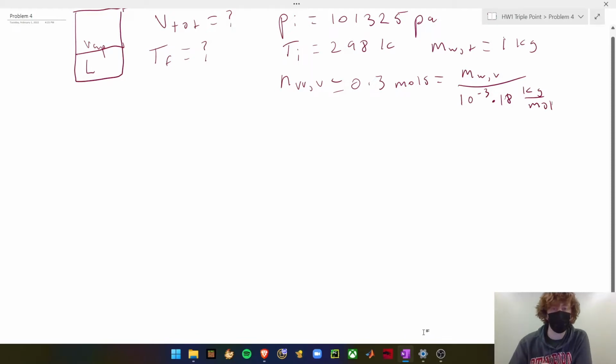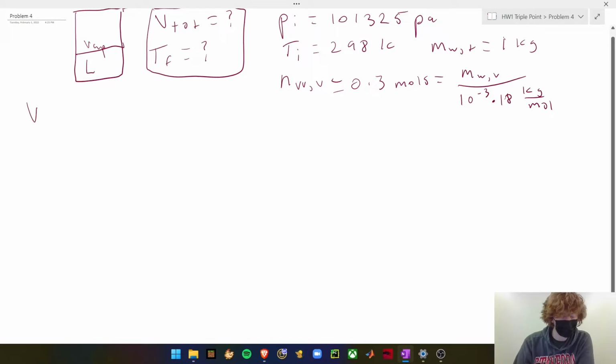So from here we can just start writing down some equations. We have two unknowns up here, so we know that we're going to need at least two equations, but we are going to need more in this case. So we know that our total volume is of course going to be equal to the volume of the liquid plus the volume of the vapor.